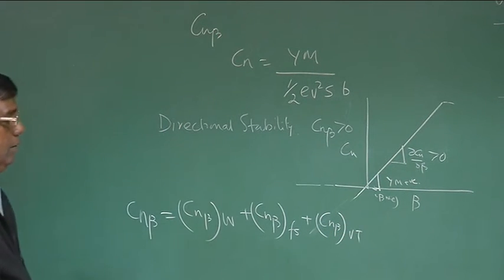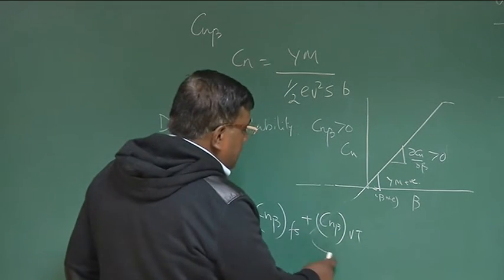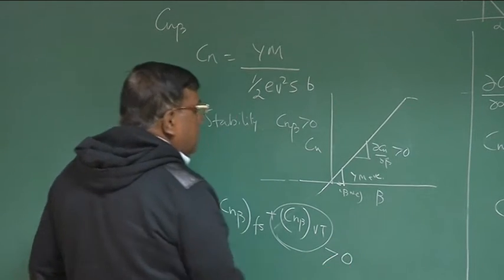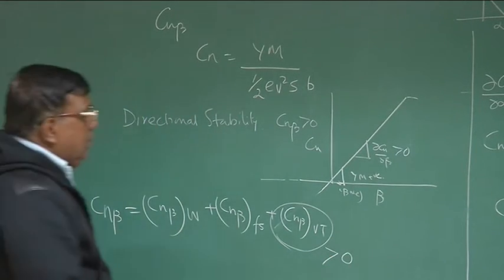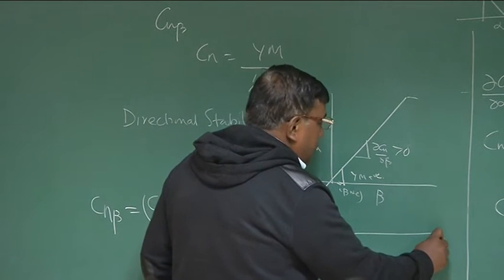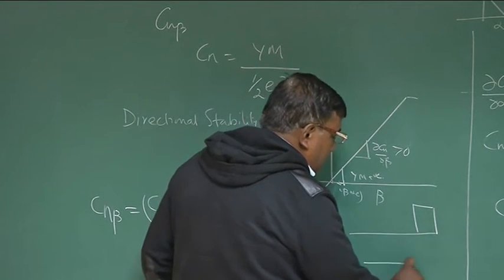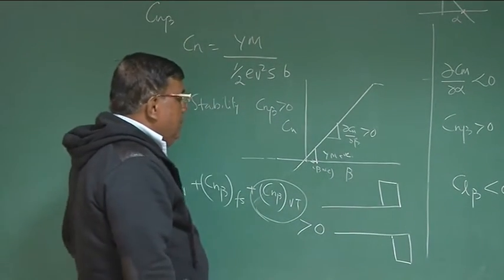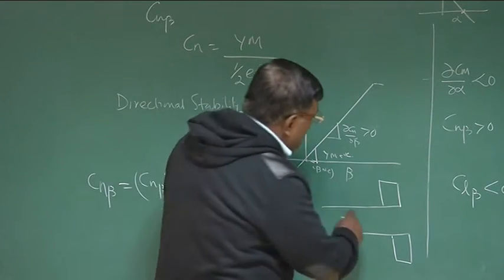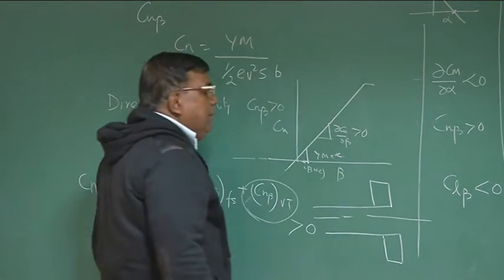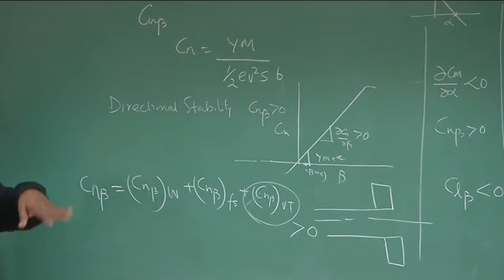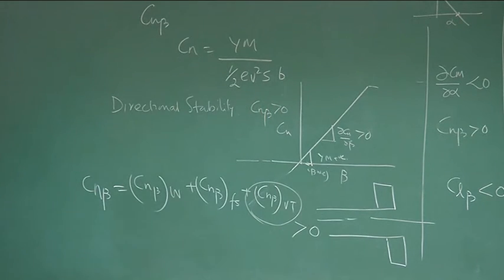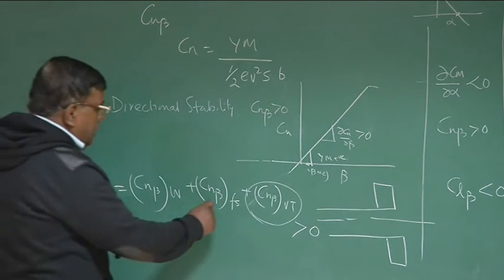Right. So once I have seen this vertical tail, if I put a vertical tail, I can guarantee that Cn beta will be greater than 0. That is, if I put a vertical tail on a fuselage, whether this way or whether I put the vertical tail like this, in both cases, Cn beta will be greater than 0. Please note, there are two different configurations. Sometimes you put the vertical tail up, sometimes you can put the vertical tail down. Whatever this combination is, Cn beta will always be greater than 0. Then you have Cn beta fuselage.